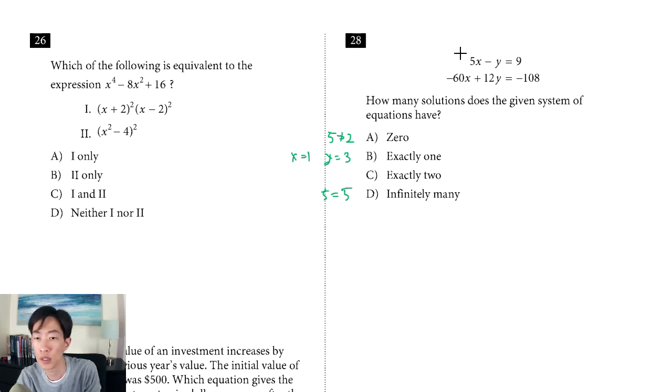Another way to conceive of this problem is to think about it visually, because what you'll notice is that you actually have 2 lines.